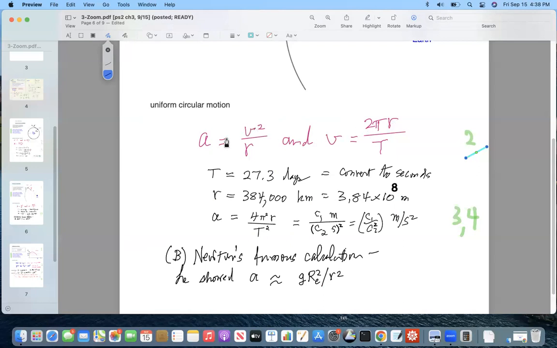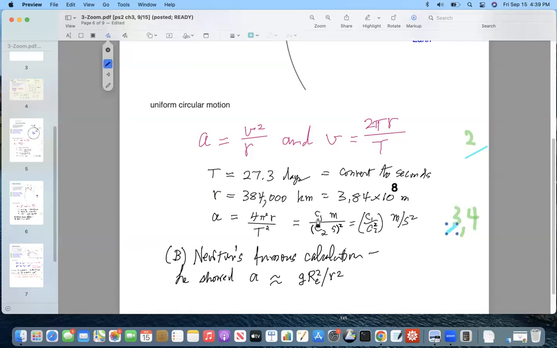Now, some of the quantities here are known. We might as well start writing down what quantities are known. T is 27.3 days, but you'll want to convert that to seconds. R is 384,000 kilometers, but you'll want to convert that to meters. So that's 384 million meters, or 3.84 times 10 to the 8th meters. And now a will be 4 pi squared r over t squared, by comparing these two. So there's the algebra.